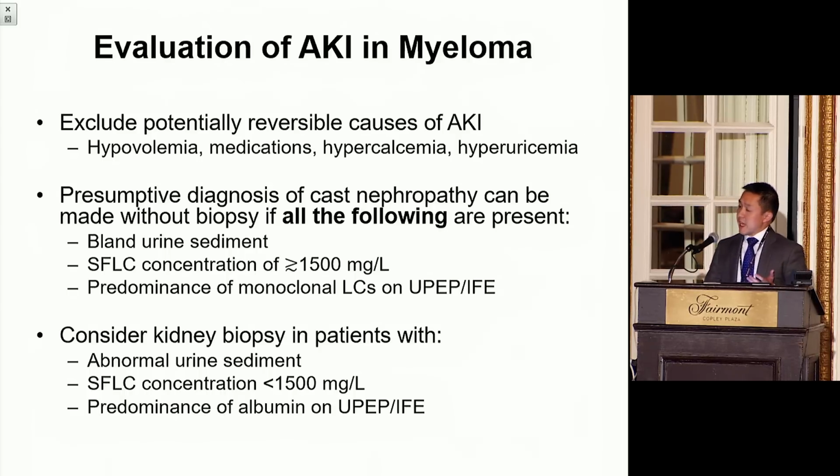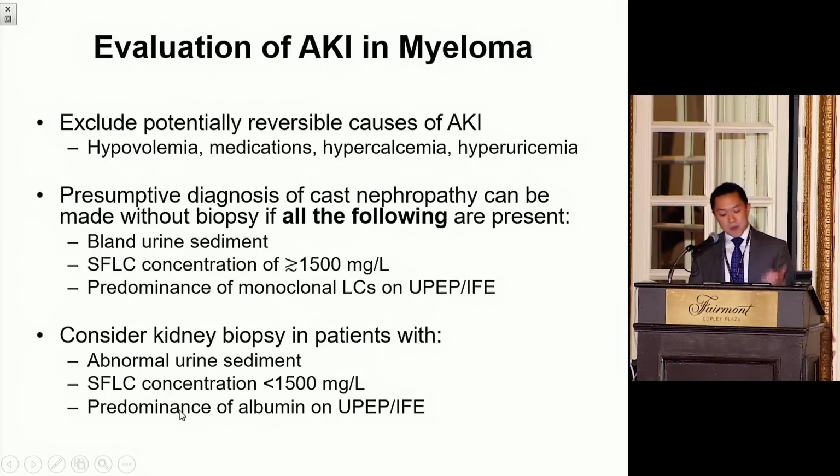Now, the diagnosis of cast nephropathy is definitively established by a kidney biopsy. However, there are certain clinical features that may allow us to make a presumptive diagnosis of cast nephropathy without a biopsy. So if patients present with AKI and they have a bland urine sediment, they have a markedly high serum-free light chain concentration, either kappa or lambda, that's greater than 1,500 milligrams per liter, and if they have a 24-hour UPEP that shows a predominance of monoclonal proteins and not albumin, the combination of these three make a diagnosis of light chain cast nephropathy very likely, and these patients may not need a kidney biopsy.